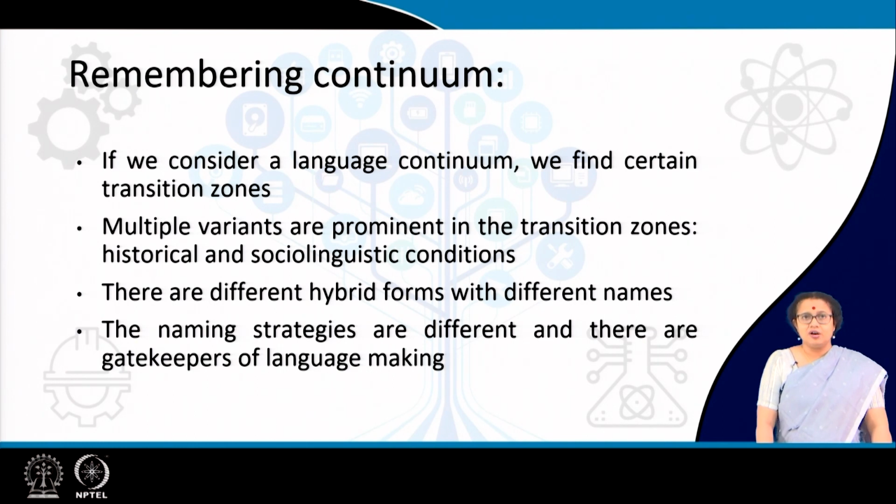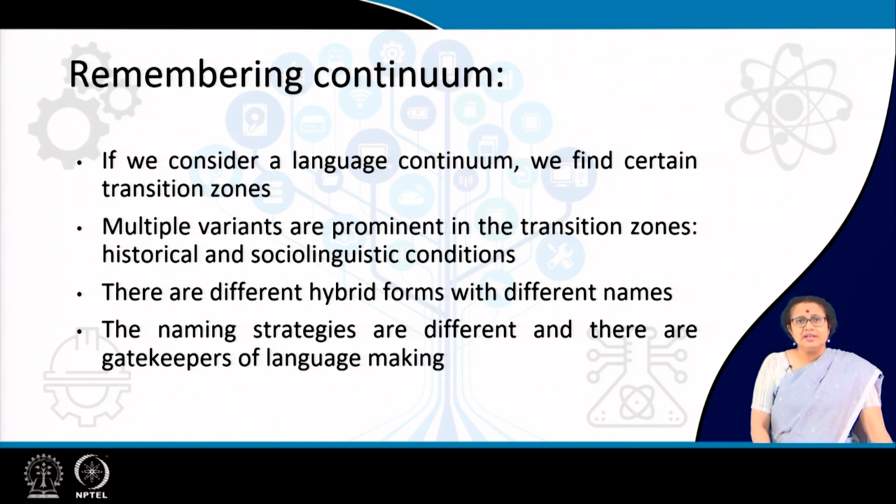So, we are again borrowing a term that we have learned before, language continuum. Now let me tell you that whenever we deal with a language continuum in a geographical area, we find certain transition zones. So, it of course has some socio-historical conditions. In the transition zones we can find that certain changes are taking place in the pattern of the variants, certain changes are taking place for the structure of the language as well.